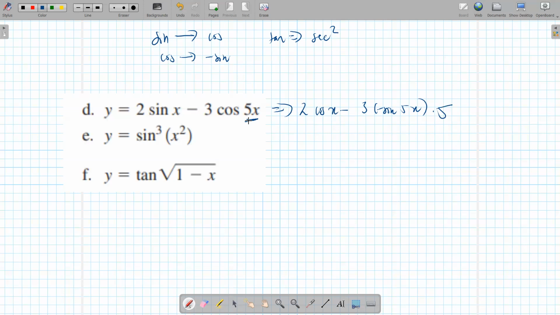What about e? What would be the answer to e? Do you bring the 3 in the front? Yeah, you do. It's going to become 3 cosine squared, yeah, 3 cosine squared x squared. What do you multiply this by? 2x. It's 2x, and you're done. That's it. What about f?